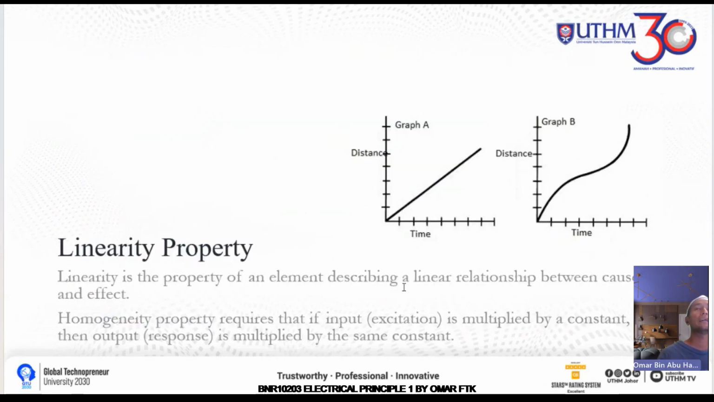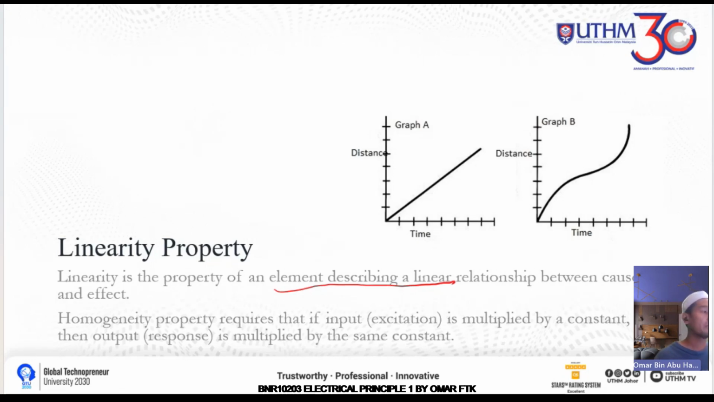In this world we have linear and non-linear, right? And of course you know what is linear and what is non-linear. Linearity of the property, we can consider it as an element describing a linear relationship between cause and effect, for example, time and distance. If over time the distance increases linearly, then we can consider it as linear.